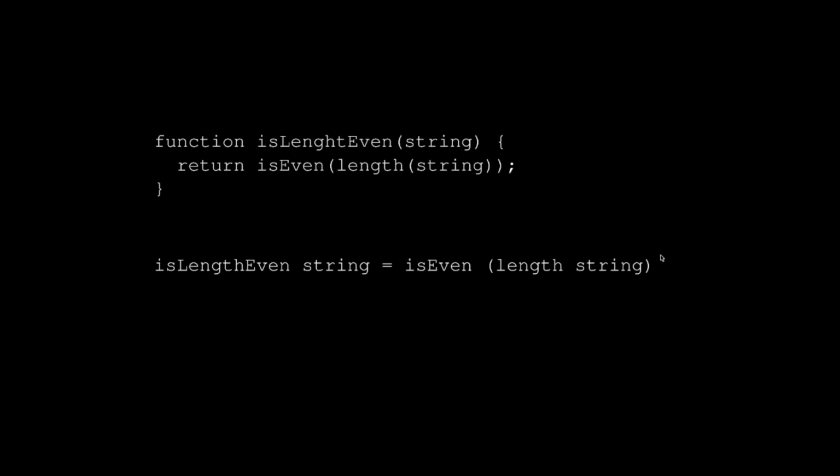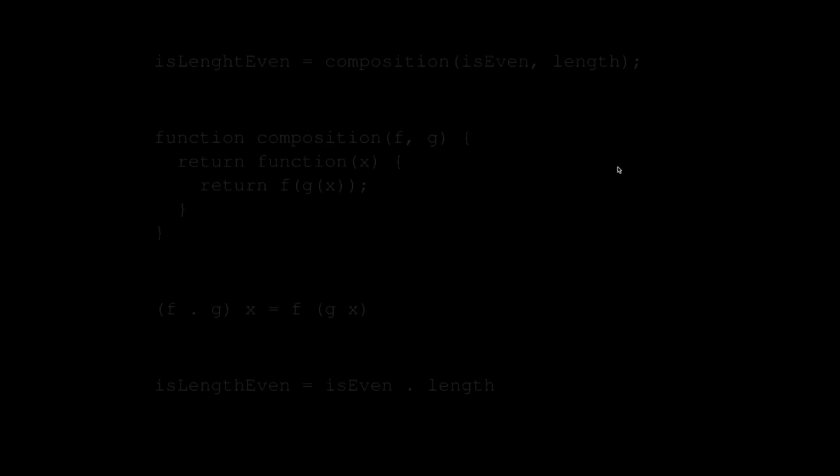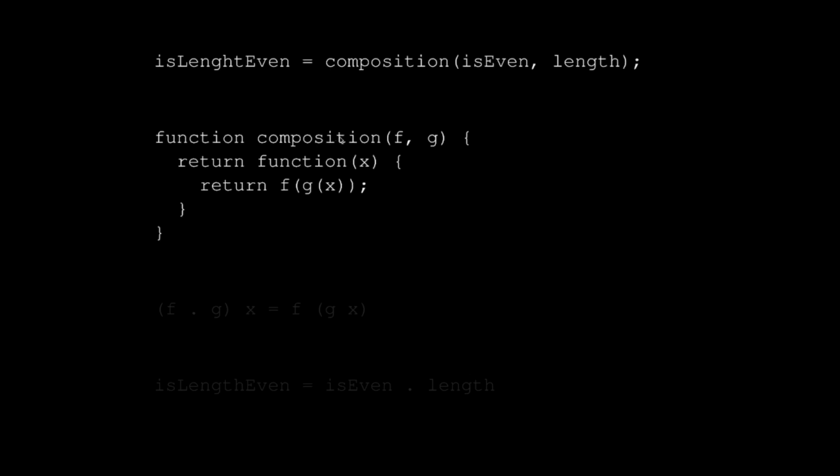The same definition expressed in point-free style would look like this. Function composition of f and g is defined as: return function of x, which in turn is defined as return f(g(x)). In Haskell, the composition operator is usually expressed using a dot or a small circle and is placed between its arguments. So (f ∘ g)(x) is defined as f(g(x)), and we can use it to define isLengthEven as isEven composed with length.